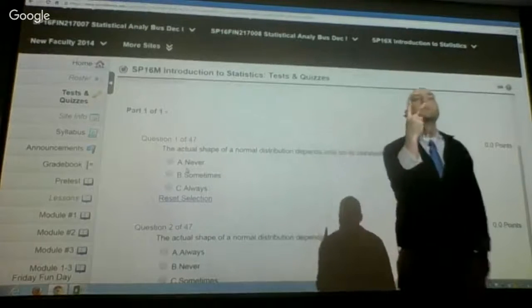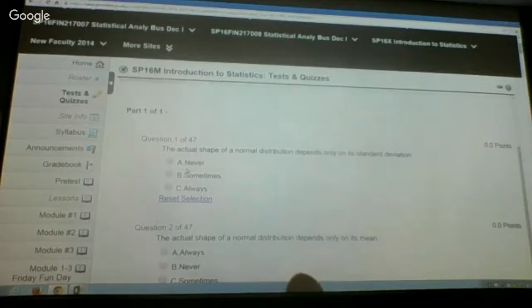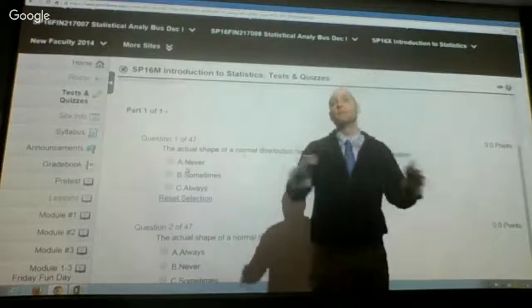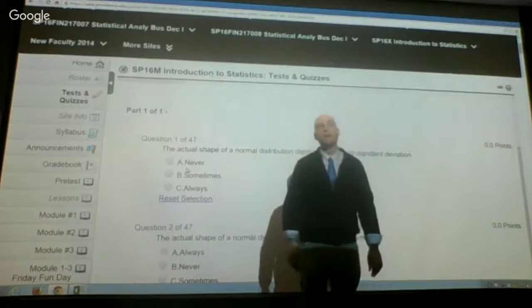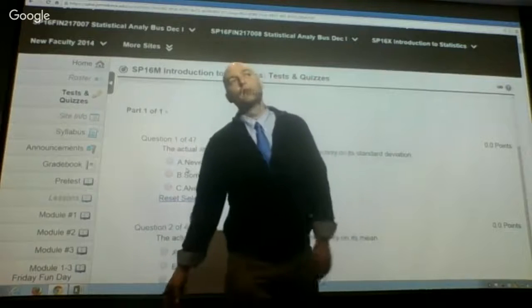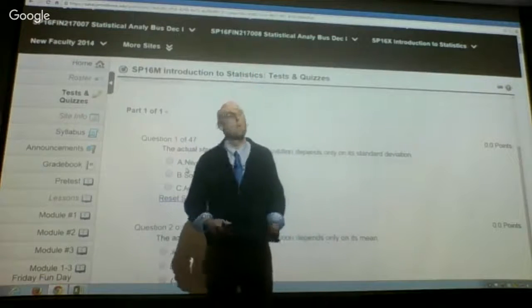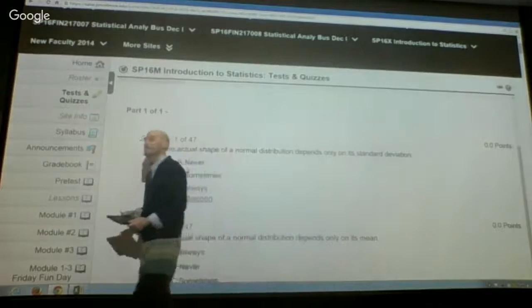Well, there are two things we need to know about a normal distribution: the mean and the standard deviation. The standard deviation is the only thing that determines the shape of that normal distribution, at least in terms of how narrow or how wide it is. It's not worth any points, but you can put always. I want to have that discussion.